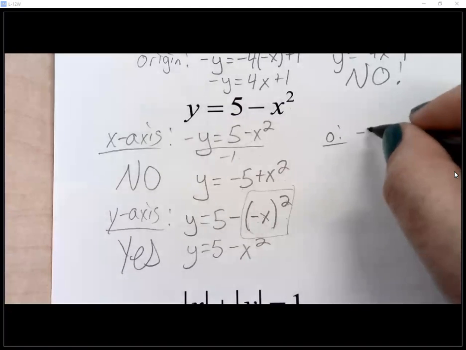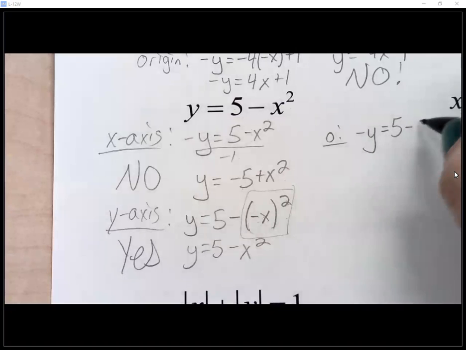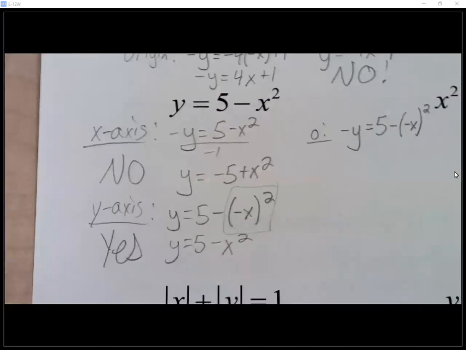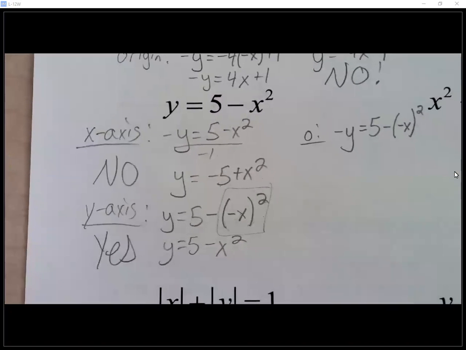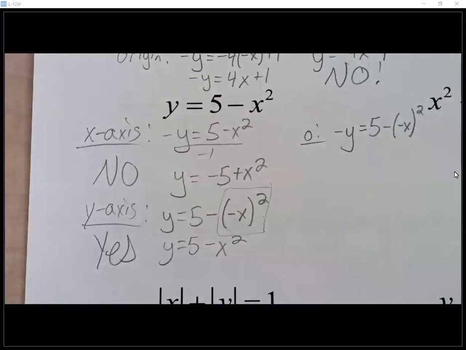Remember, you're plugging in a negative x and a negative y. So be careful in how you're doing it. Just replace the x with a negative x. So double check that when you replace that negative x, you wrote it just like I did. And now it's up to you to evaluate this and see if you can make it match the original or not.